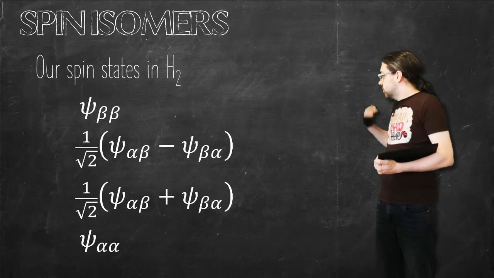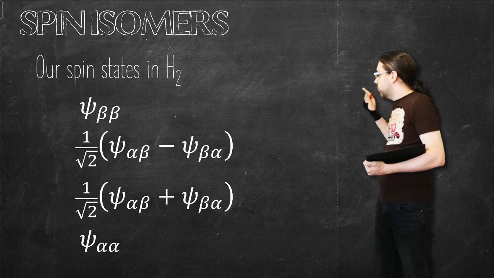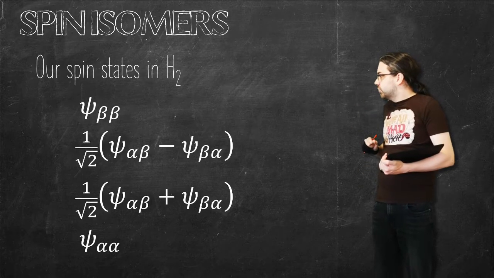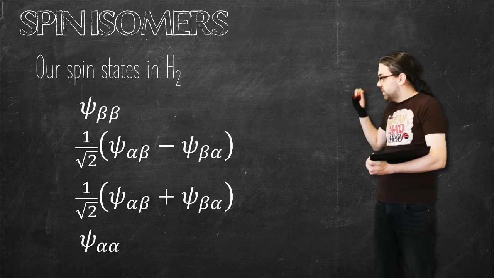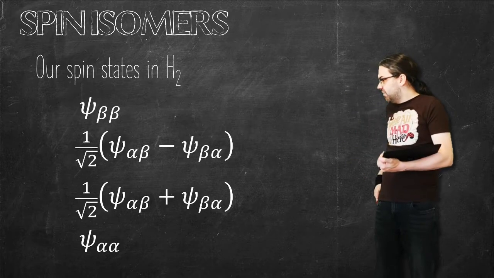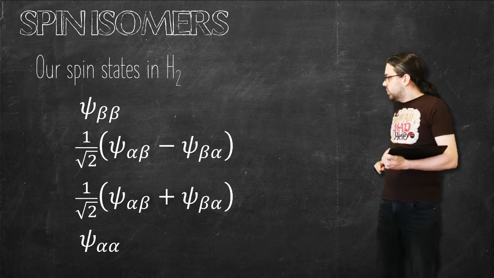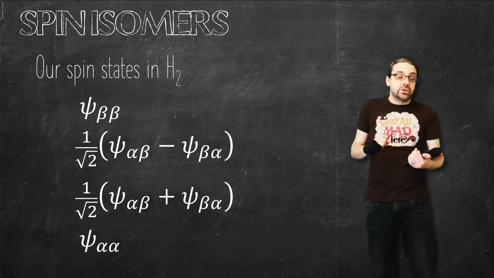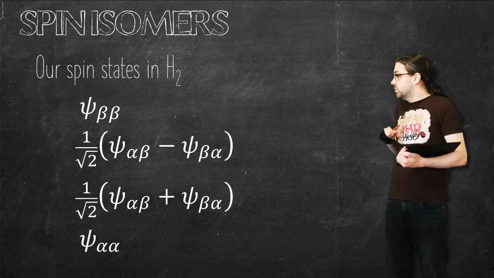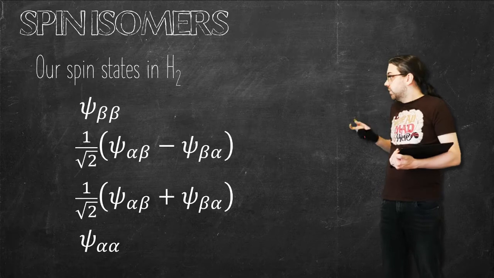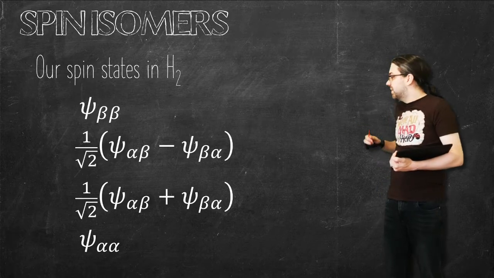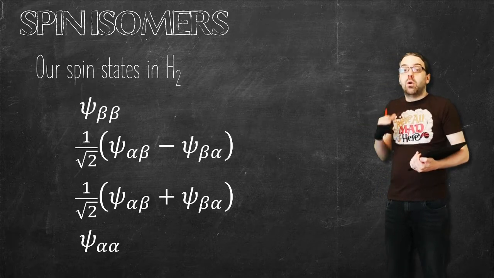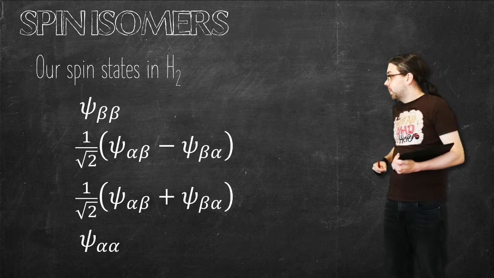So let's recap. These are the four spin states in hydrogen. We have our down, beta one, the up or alpha one, and then in the middle two linear combinations. They are the superpositions of the two states. Up-down and down-up don't work when the molecule is symmetrical.